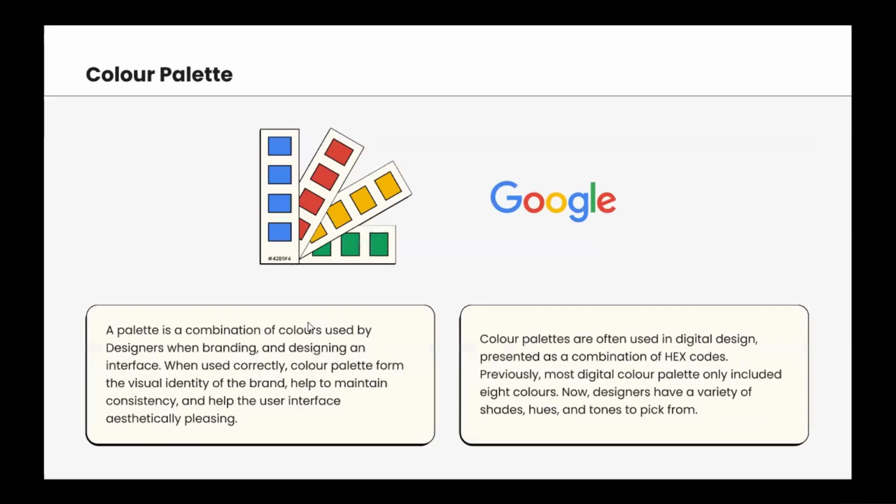Let's talk about color palettes. Now, a color palette is a combination of colors used by designers when branding and designing an interface. When used correctly, that is when you harmonize them, they form the visual identity of the brand and they help to maintain consistency. They could also help in an aesthetically pleasing interface.